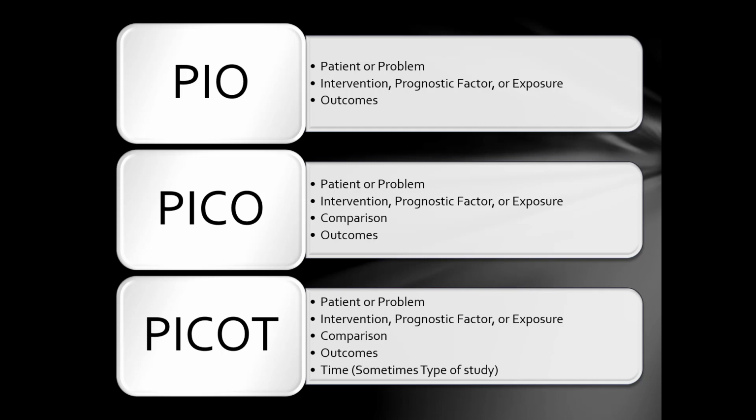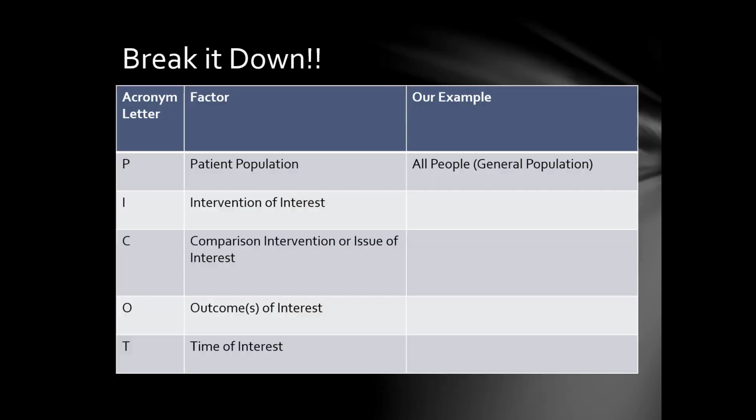Let's remember our PO, PICO, or PICOT, as well as continue to expand on the question. For this question, we're going to choose the PICOT format. Let's break it down. First, we're going to start with our patient population. We have defined our patient population as all people, or the general population. Our intervention of interest is anyone who's eaten pickles, or pickle eaters. We could actually make this more specific if we wanted to. It may be people who eat pickles on a weekly basis.